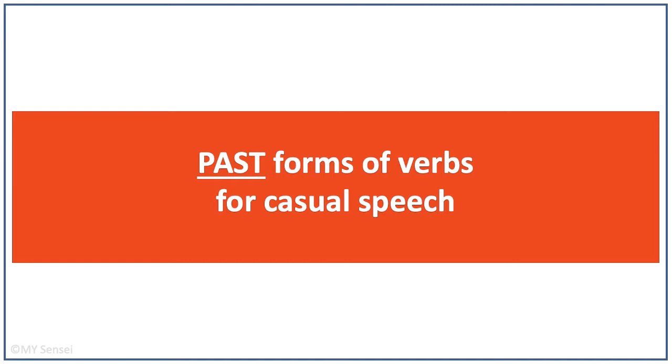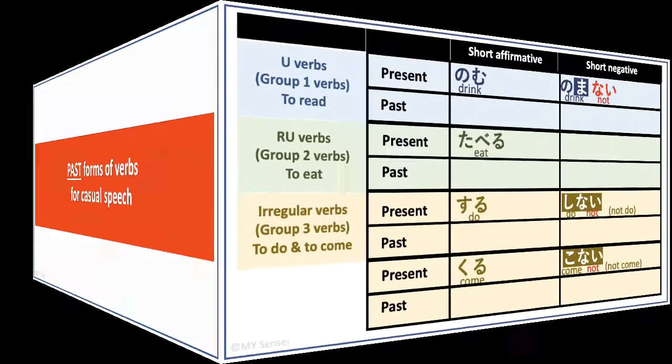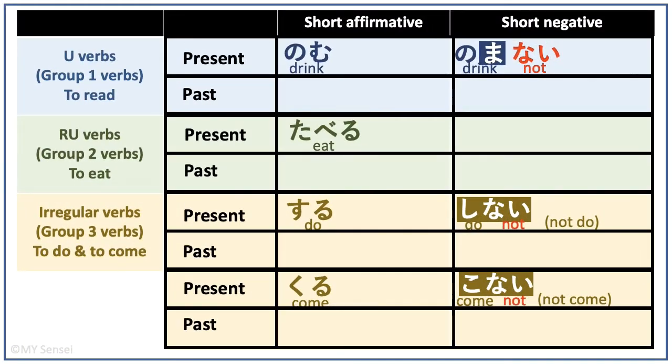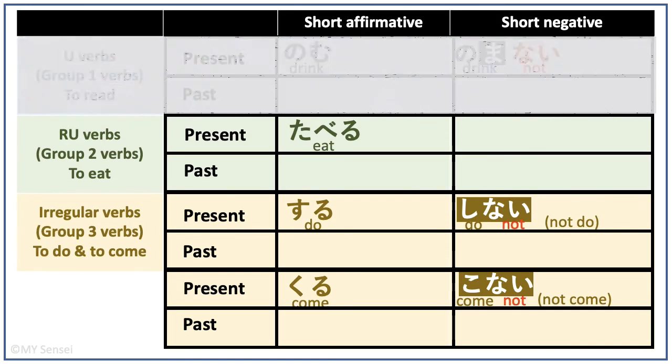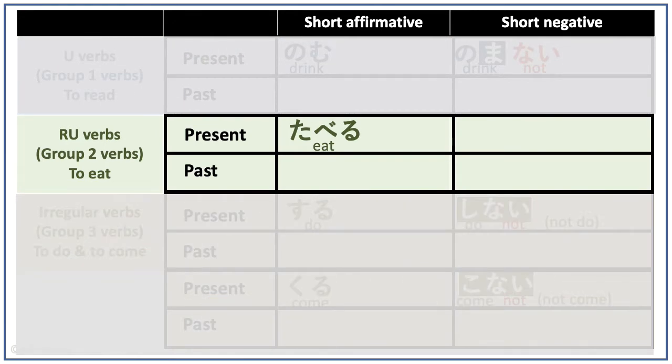Next, let's go over the past tense of Japanese verbs used in casual speech. The second rows have been left empty to accommodate the past tense of the verbs in this table. We're going to focus on ru verbs for now. To change taberu to its past tense, we will need to change taberu to its te form, which is tabete. That is to change ru to te. We then change te to ta, so tabeta means ate, past tense.